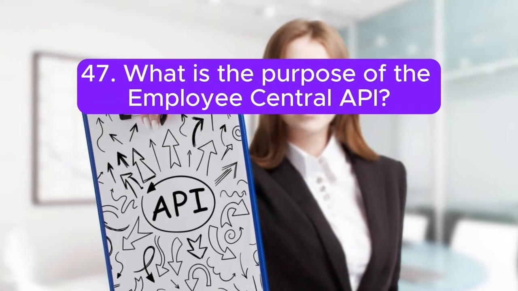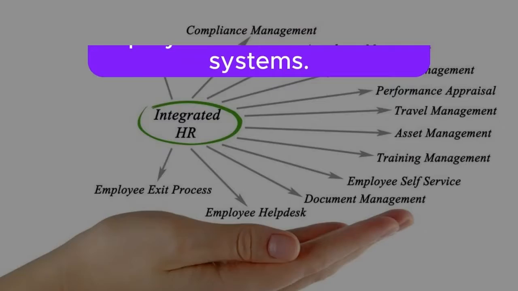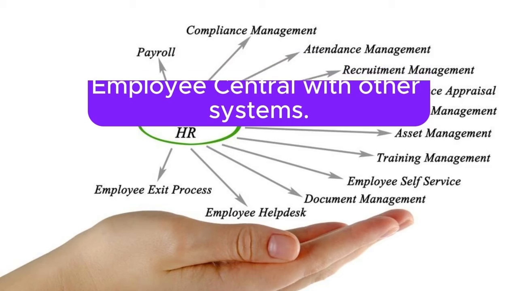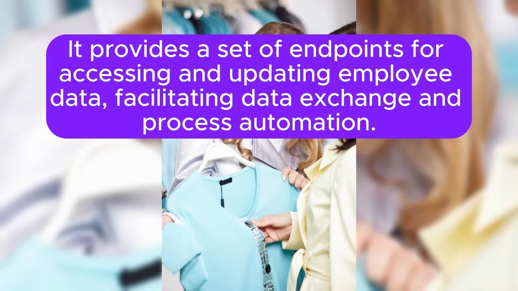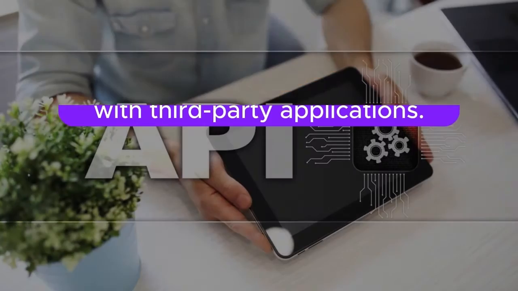47. What is the purpose of the Employee Central API? Answer. The Employee Central API, application programming interface, allows for the integration of Employee Central with other systems. It provides a set of endpoints for accessing and updating employee data, facilitating data exchange and process automation. The API ensures data consistency and enables seamless integration with third-party applications.